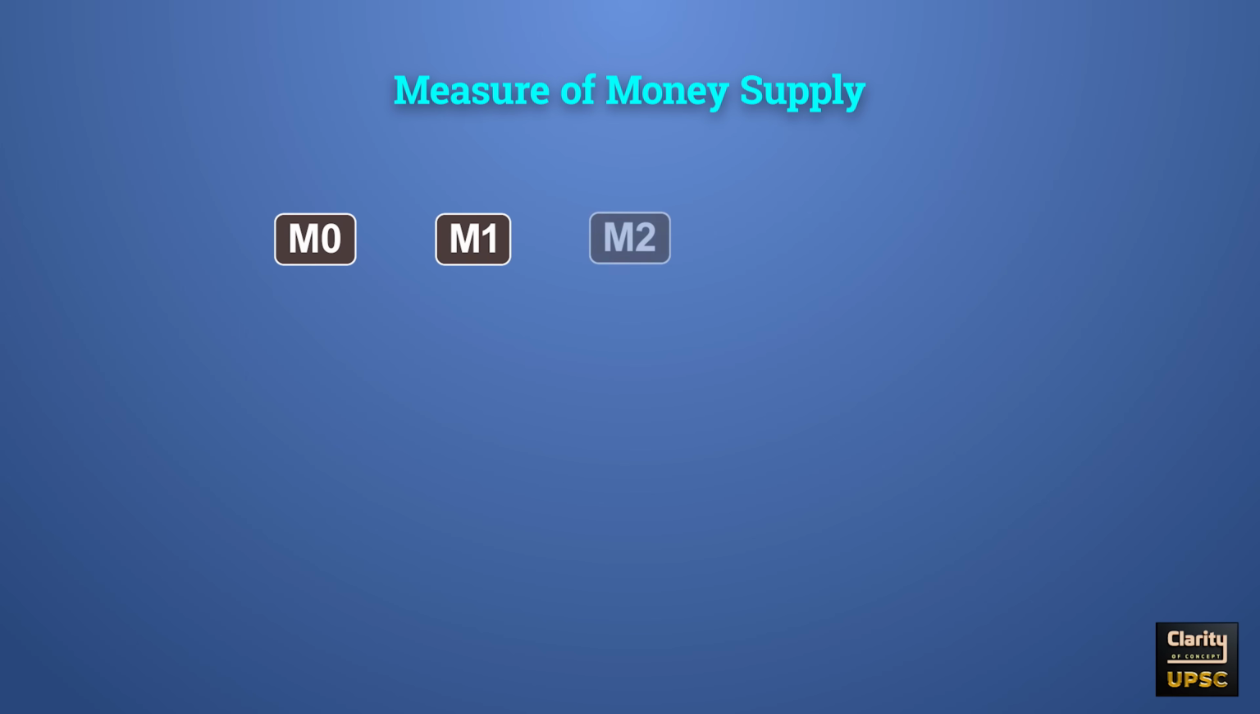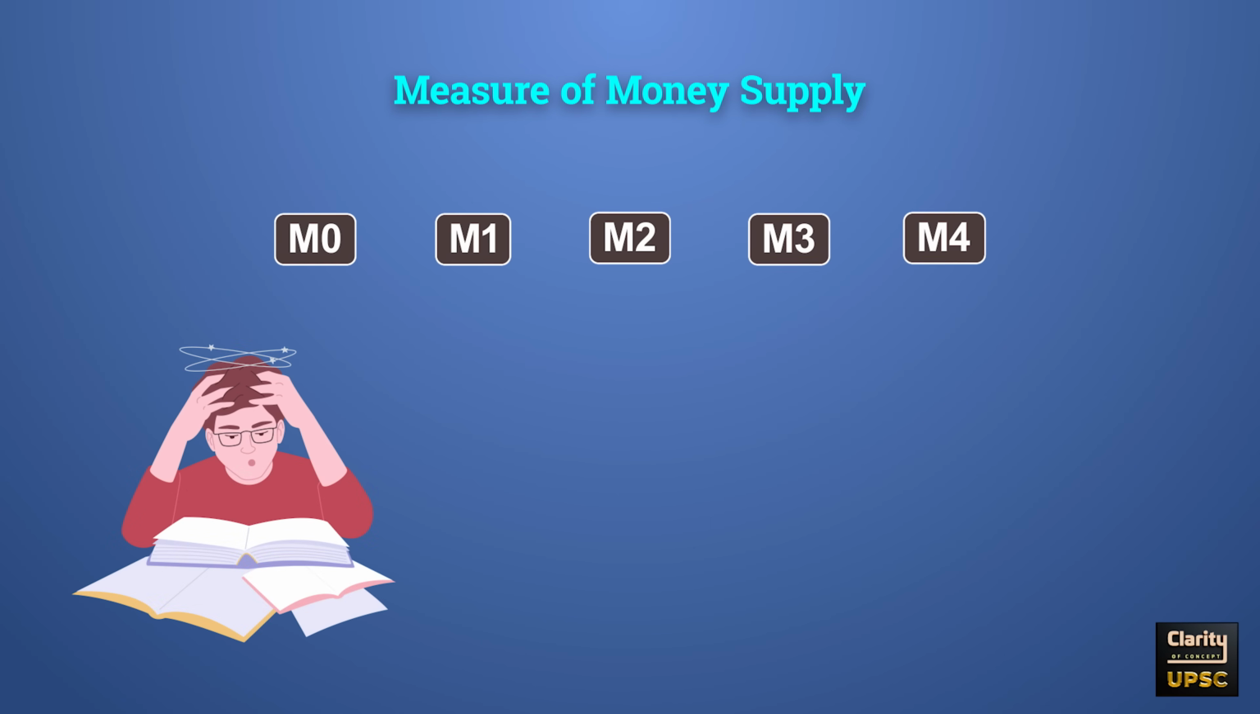Now let us talk about the measure of money supply in India. It is shown as M0, M1, M2, M3 and M4. Each of these is slightly different. This topic is very confusing for UPSC aspirants. So let us study this in detail now.